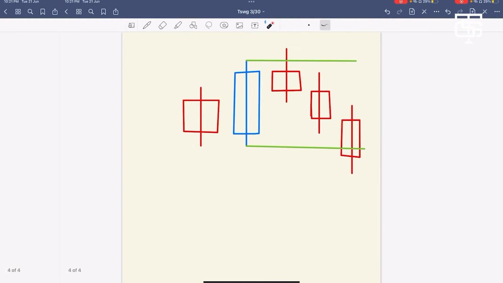So let's get into this. This is an engulfing sell. So we have a diagram above that actually created first an engulfing buy.